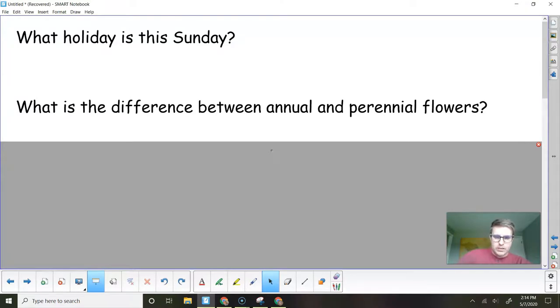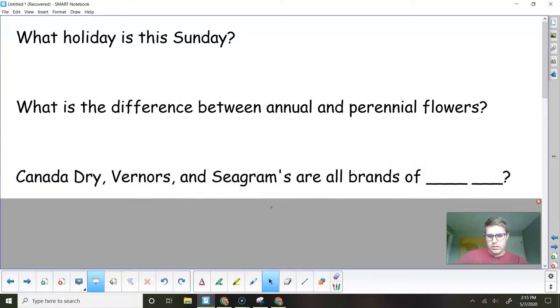What's the difference between annual and perennial flowers? If you know what the word annual means, you might be able to figure this out. Well, the difference is annual flowers bloom and then they die every year. They don't come back. Perennial flowers bloom and then they die and then they come back the next year. You don't have to buy a new one. You don't have to replant them. All right. So annuals grow in one season and then they're dead. Perennials live year after year after year.